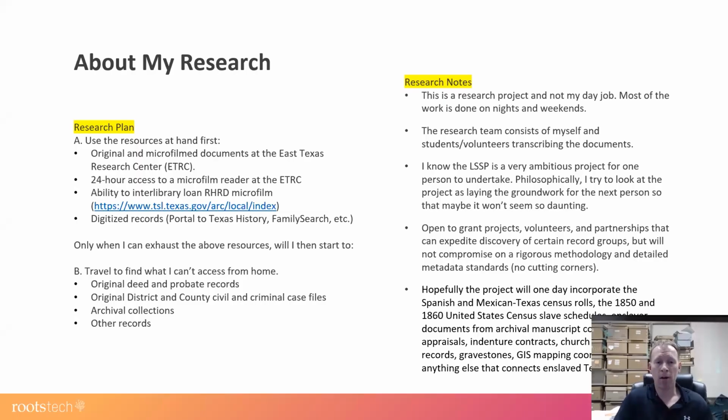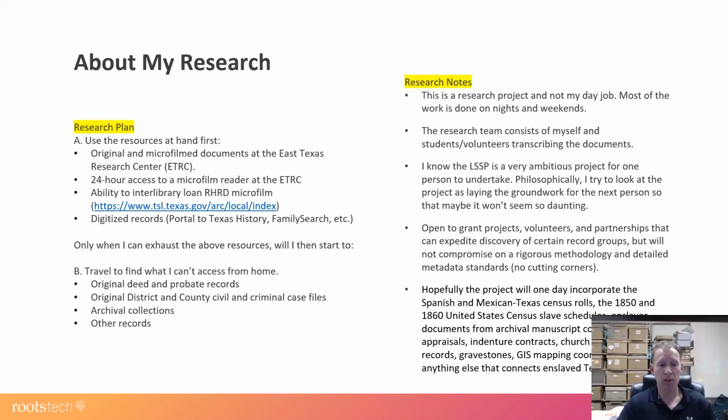So a little bit about my research. I am focusing primarily on stuff that we have in our archives first. This is not my daytime job. I do a lot of this research on nights and weekends, so focusing on what I have at hand. I'm not spending my own money to travel or stay in hotels.